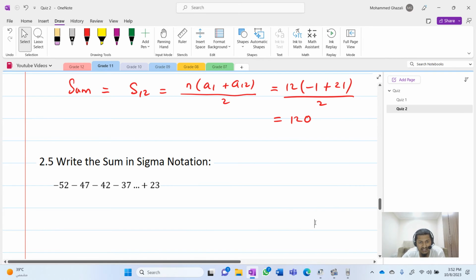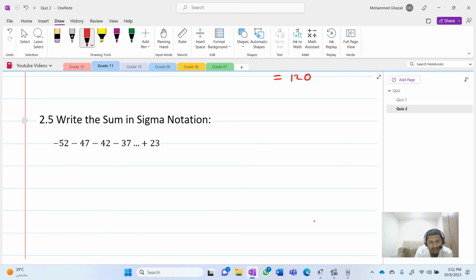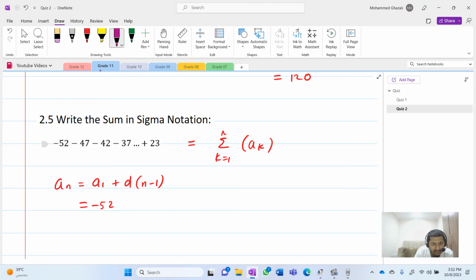Next one, write the sum in sigma notation. In order to write a sum in sigma notation, we need to write the sum from k equals 1 to n of the ak formula. So we need to find the an formula, which is a1 plus d times (n minus 1). a1 is the first term, which is negative 52. d is, what are we doing every time? From minus 52 we go to minus 47, so we're adding 5. From minus 47 we add 5 again, so d is 5. So add 5 times (n minus 1).